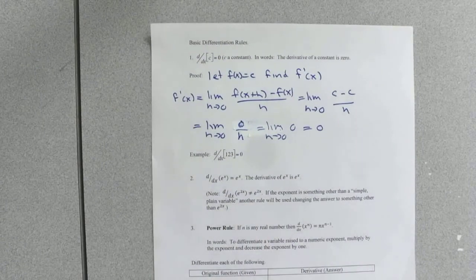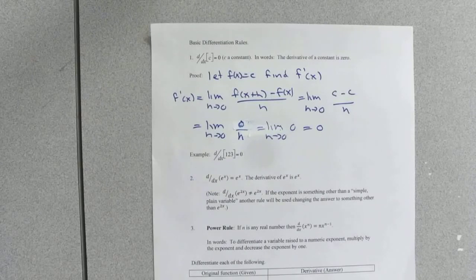Now please note, the derivative of e to the 2x is not going to equal e to the 2x. Remember, e is a number. The rule applies only if the exponent is a simple plain variable: x, t, p, q, whatever letter you want to use. The derivative of e to the x is e to the x, the derivative of e to the t is e to the t, the derivative of e to the q is e to the q.